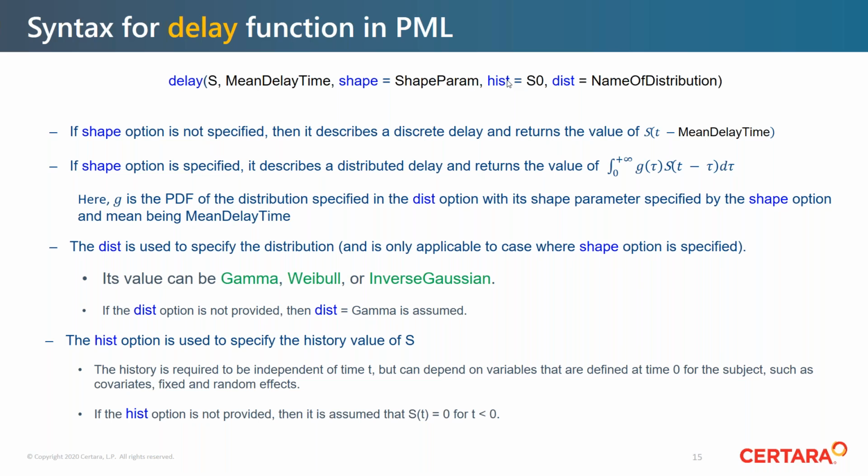Now, this option, hist, is to use a specified history value of S. The history value must be constant, and this is the most commonly used case in PKPD studies. However, the history value can depend on some variables that are defined at time 0 for the subject, such as the covariate, fixed, and random effects. If the hist option is not provided, then it's assumed that the history value is just equal to 0.